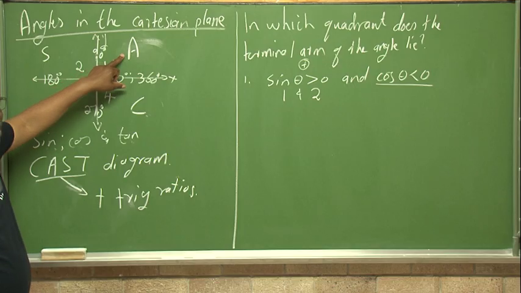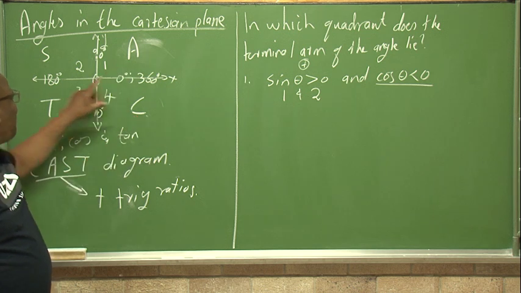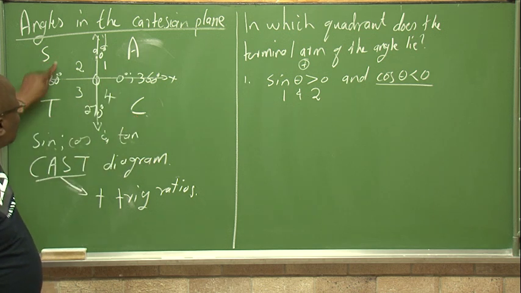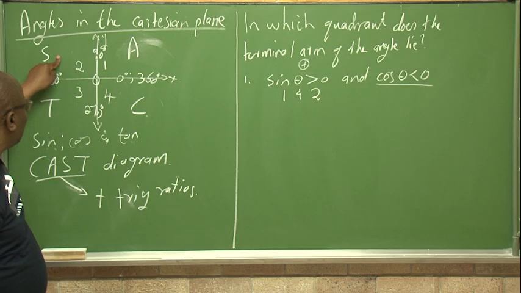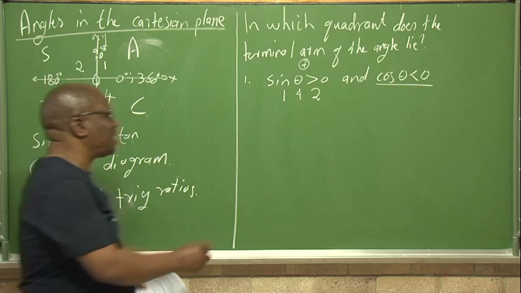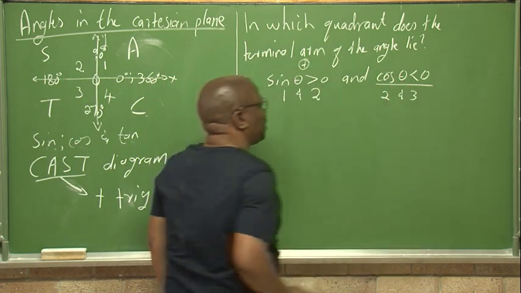Remember, in the first quadrant, cos is positive. All three ratios are positive. In the fourth quadrant, cos is positive. But in the second and third, there is no cos. So cos is negative in the second and the third quadrant. Here we're talking about the second and the third quadrant.